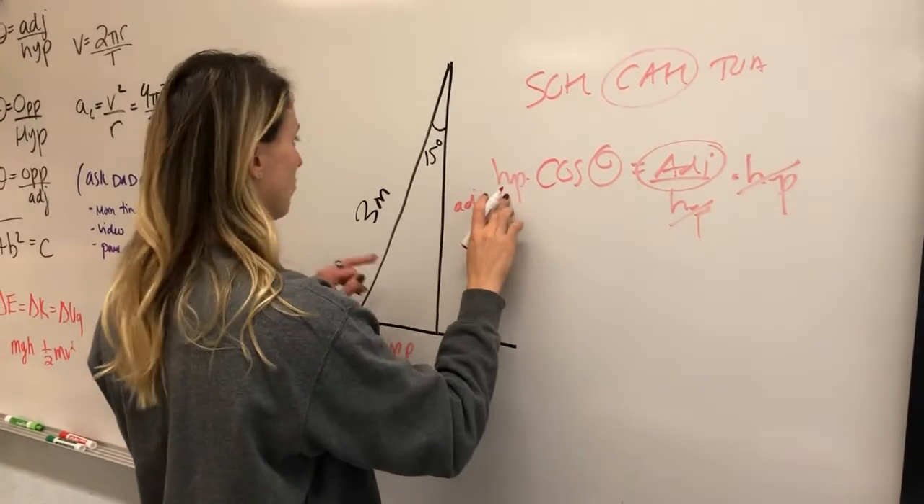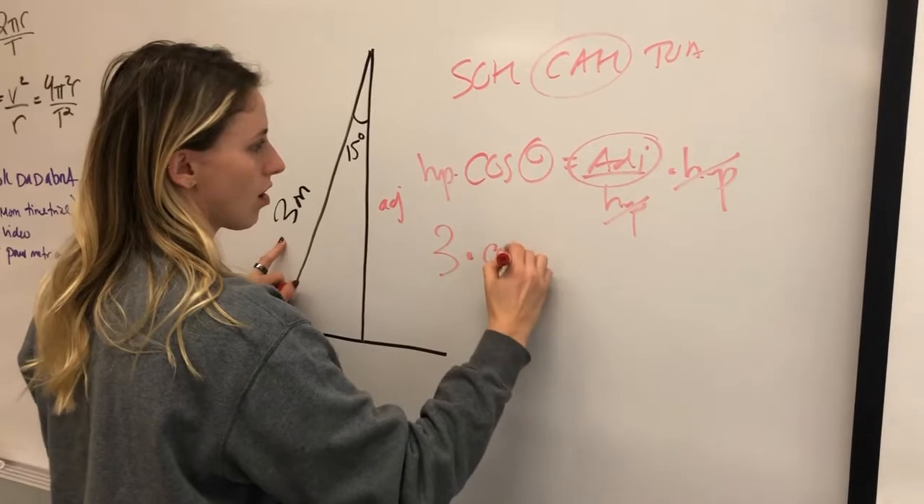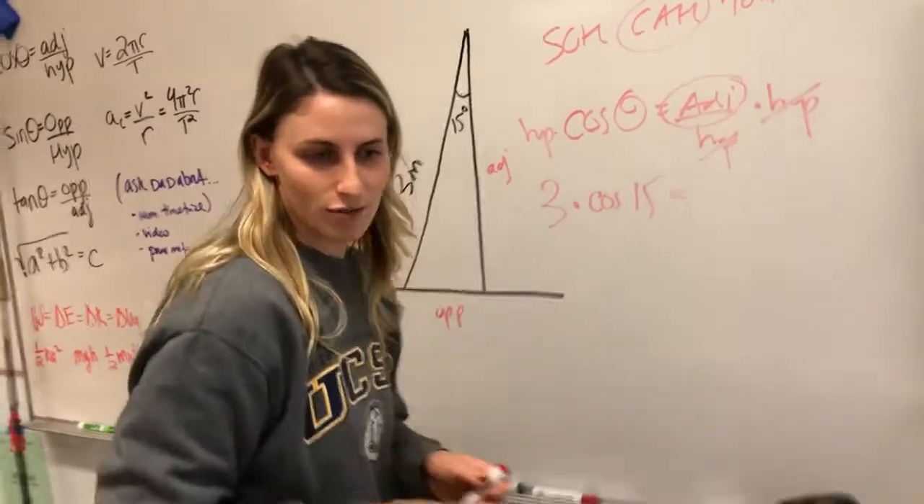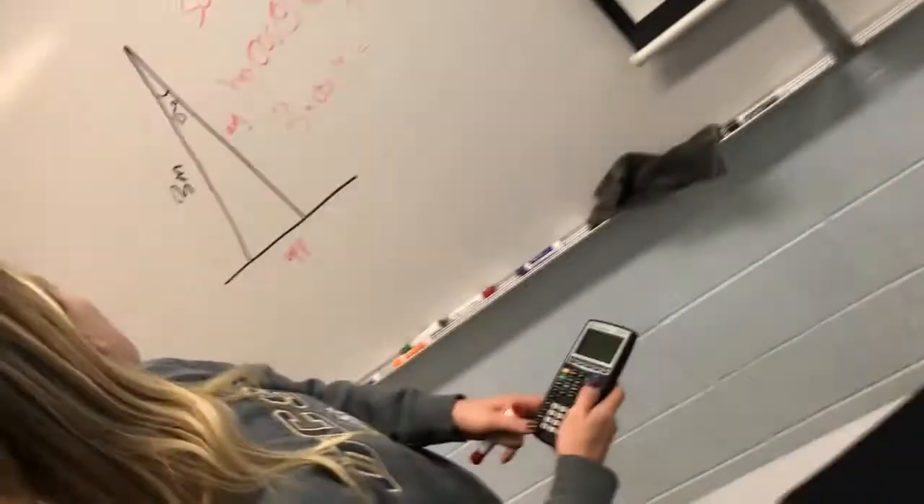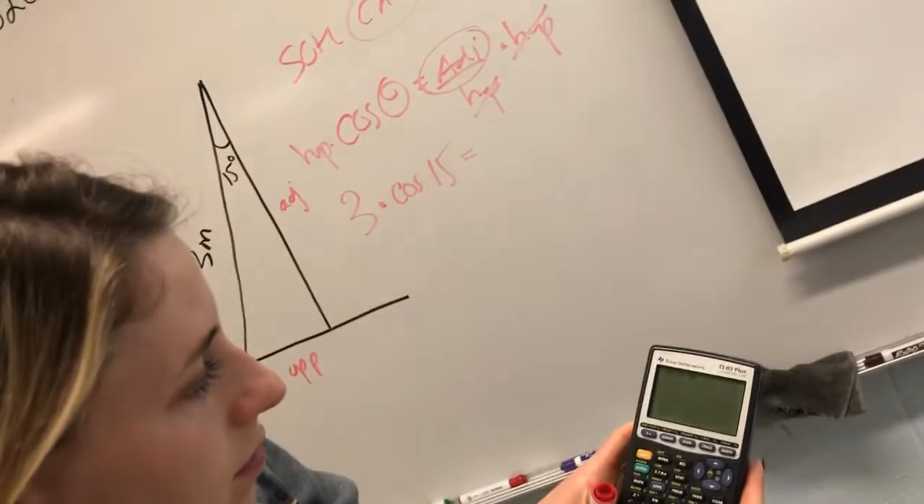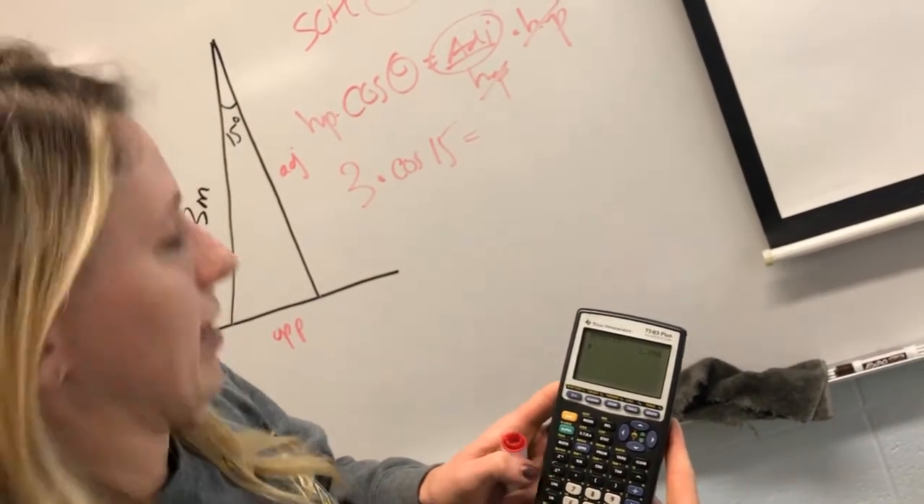Ain't no shame in the game. What happens is it cuts down on the mistakes you make. So we get 3 times the cosine of 15, and I get 2.9, we'll call it. 2.9 meters above the ground.